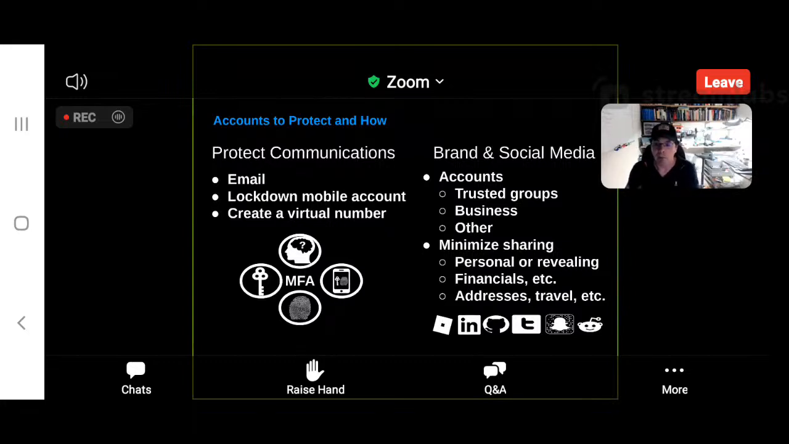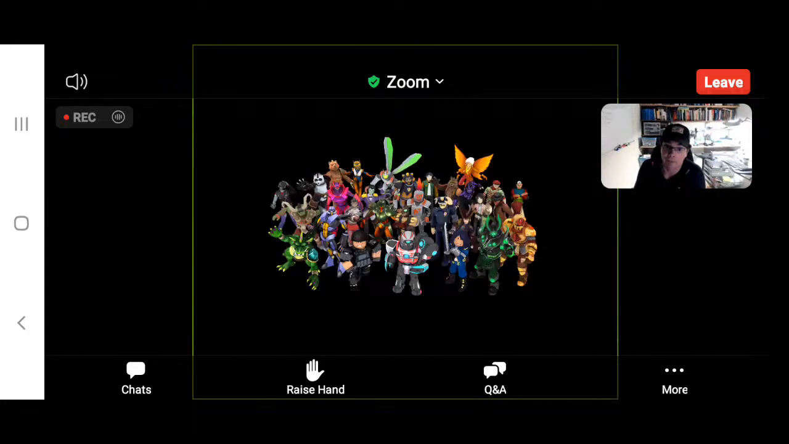So always minimize how much you're sharing, be cognizant of what or who you're sharing it with, and also be aware that anything you share can be scooped up online and used to further an attack.